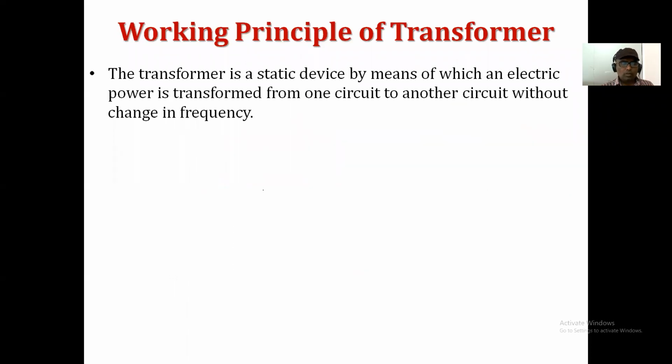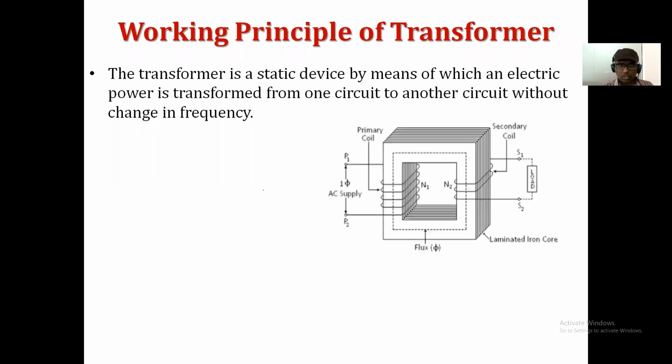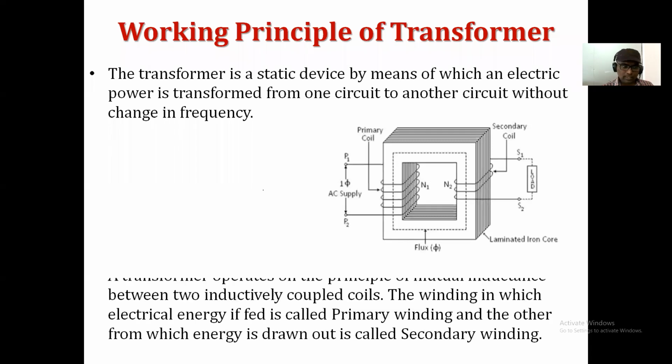The transformer is a static device by means of which an electric power is transformed from one circuit to another circuit without changing its frequency. This is the definition. This is the basic view of a transformer, as I already explained. Now read it. A transformer operates on the principle of mutual induction between two inductively coupled coils.